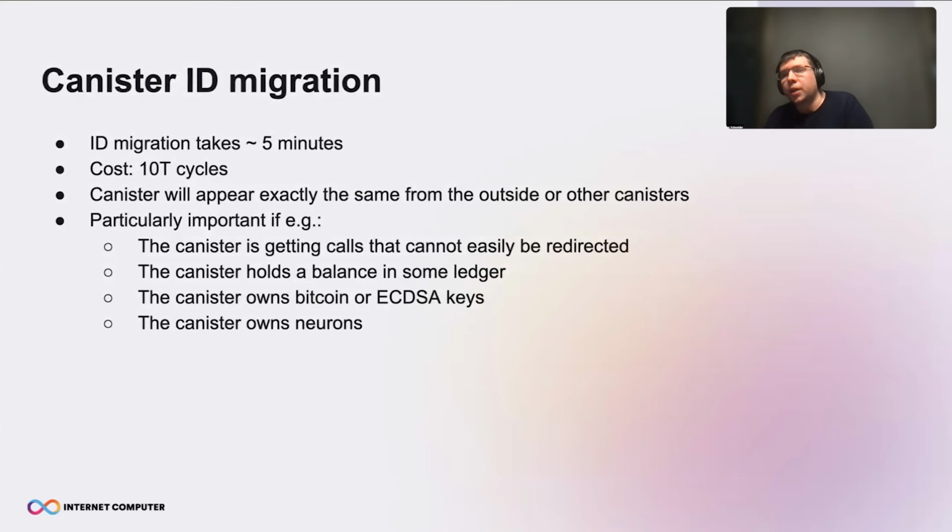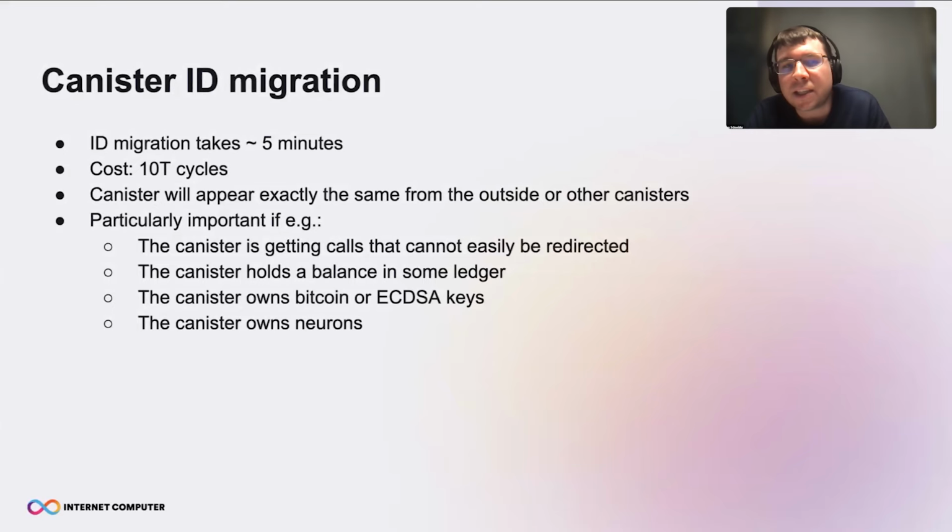So canister ID migration, like I said, takes around 5 minutes. We'll see if it'll be done before I get to my last slides or not. It also costs around 10 trillion cycles. So this demo right now costs 10 trillion cycles. It's not cheap, but there are reasons why you might want to do a full migration with the ID and not just state.